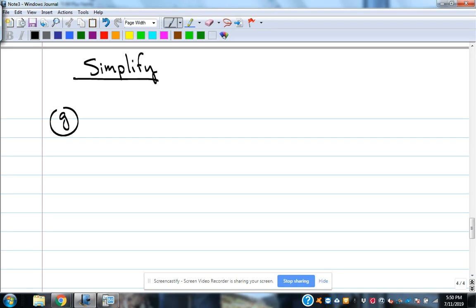So I got 10 more examples. If you can hang with me for 10 examples, we'll get out of here. All right. So example G, 12x squared minus 30x over 4x squared minus 25.